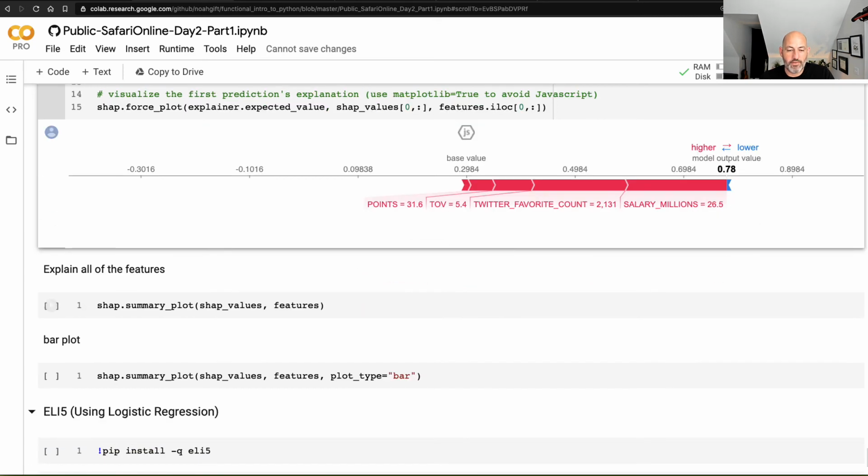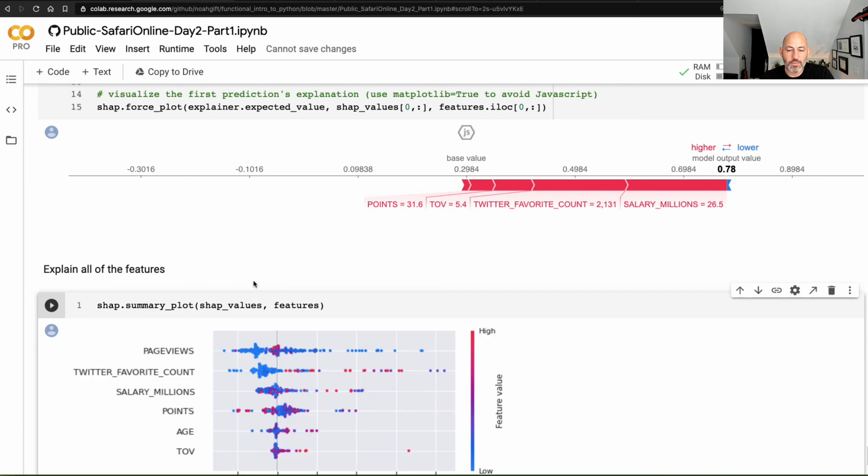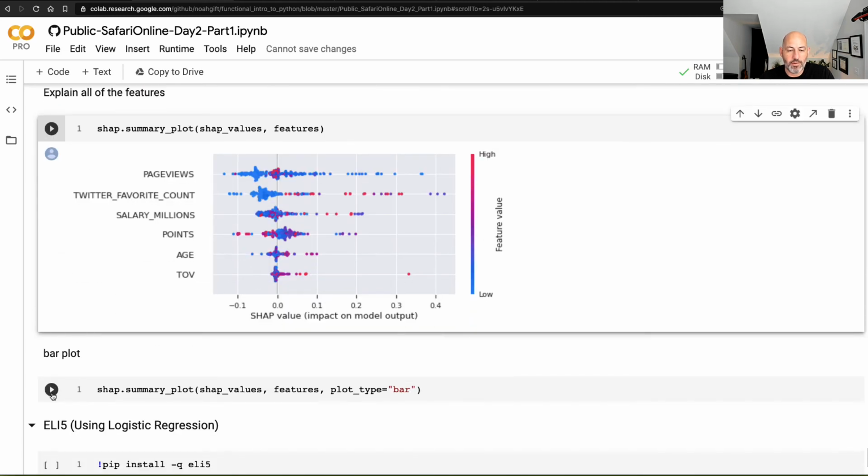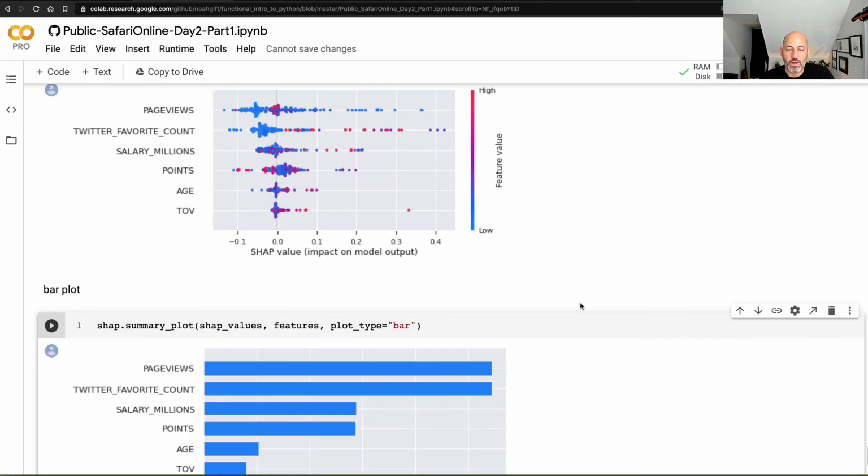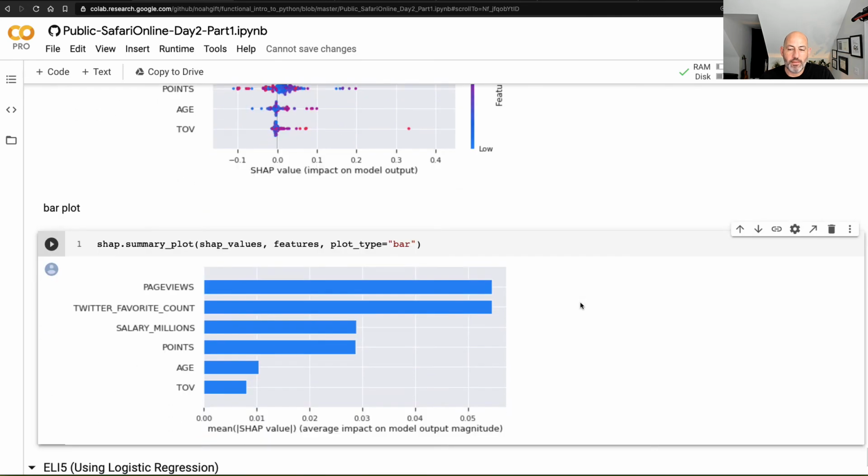So if I print this out, we can see a couple plots here that are pretty cool. In general, this is probably the best one, where you can see that page views, Twitter favorite count, salary, these are all factors that we could use to predict whether a player would be on a winning team or not.